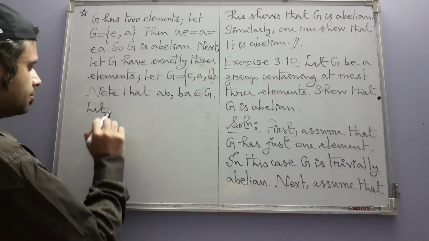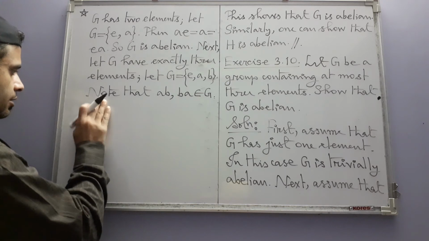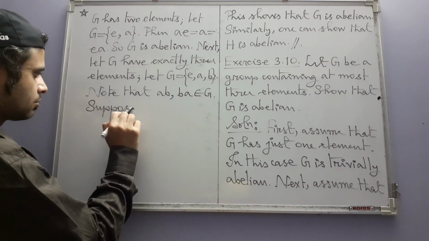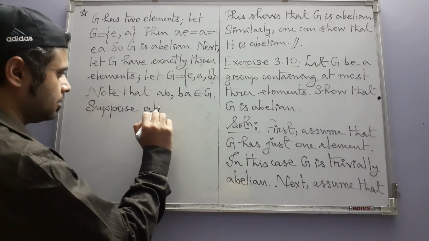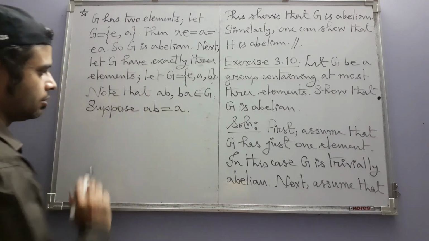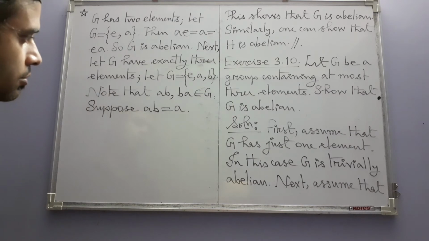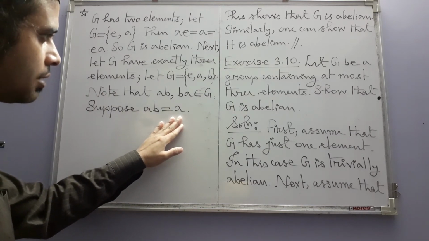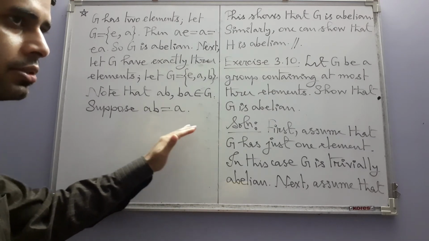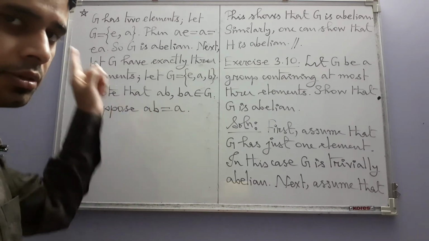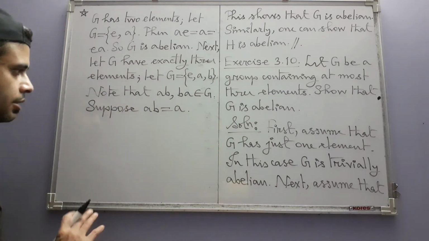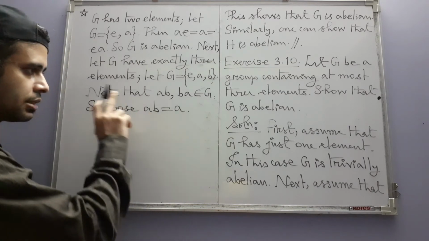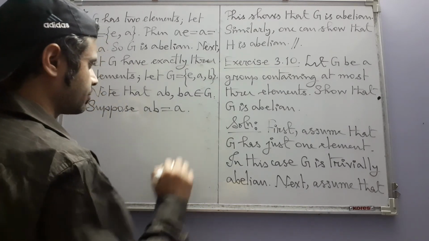In fact, let us write like this. Suppose AB is equal to A. So supposing this is in a sense like supposing that elements get repeated in the group table, because now we are going to do something which is similar to that calculation.